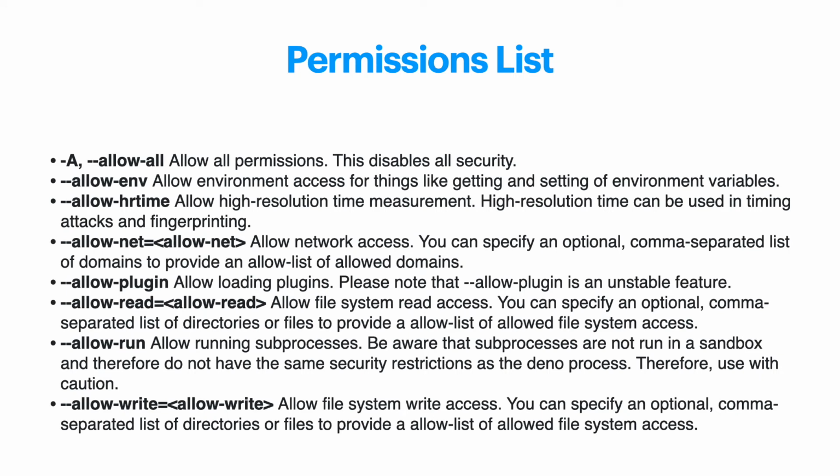You can allow all permissions. You can allow environment access for things like getting and setting environment variables. You can allow hrtime, high resolution time measurement, etc. You can also give access for network access, and there are different file reading options, subprocess and system write access. And these are all the options you can explore.